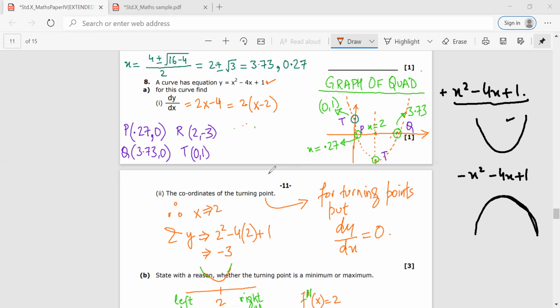even without solving the question, for the coordinates of the turning point, state with reason whether the turning point is minimum or maximum. Even without solving the question, you should be able to understand that whatever the turning point, that turning point would be a minima. Any doubt?